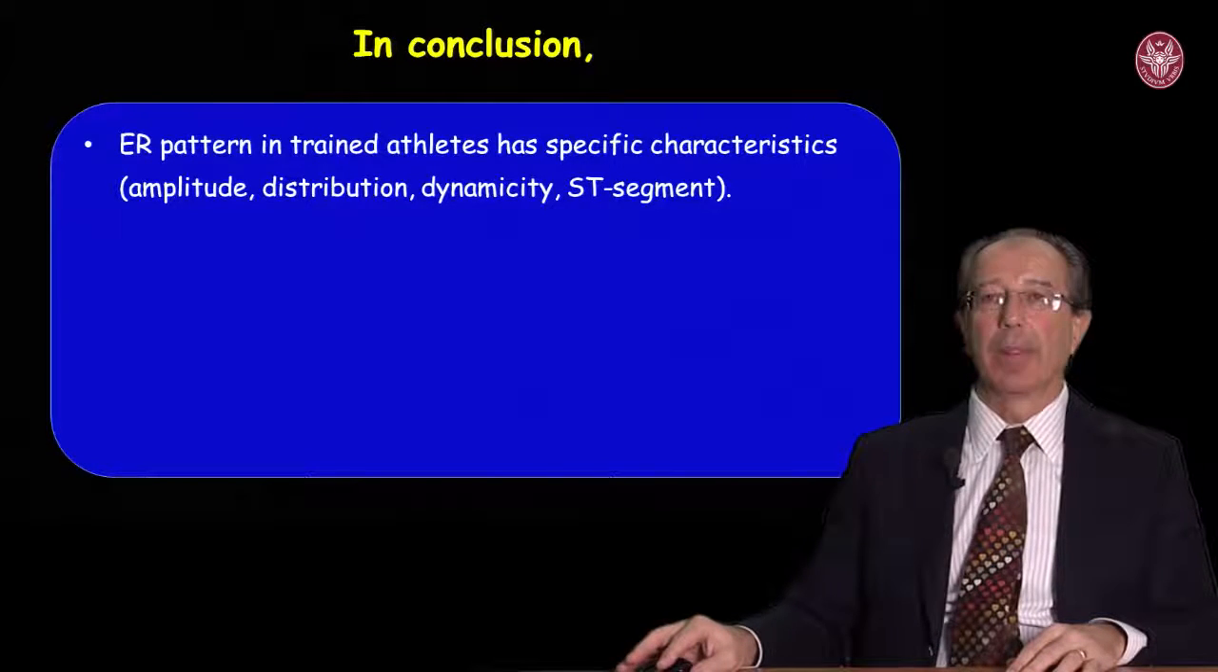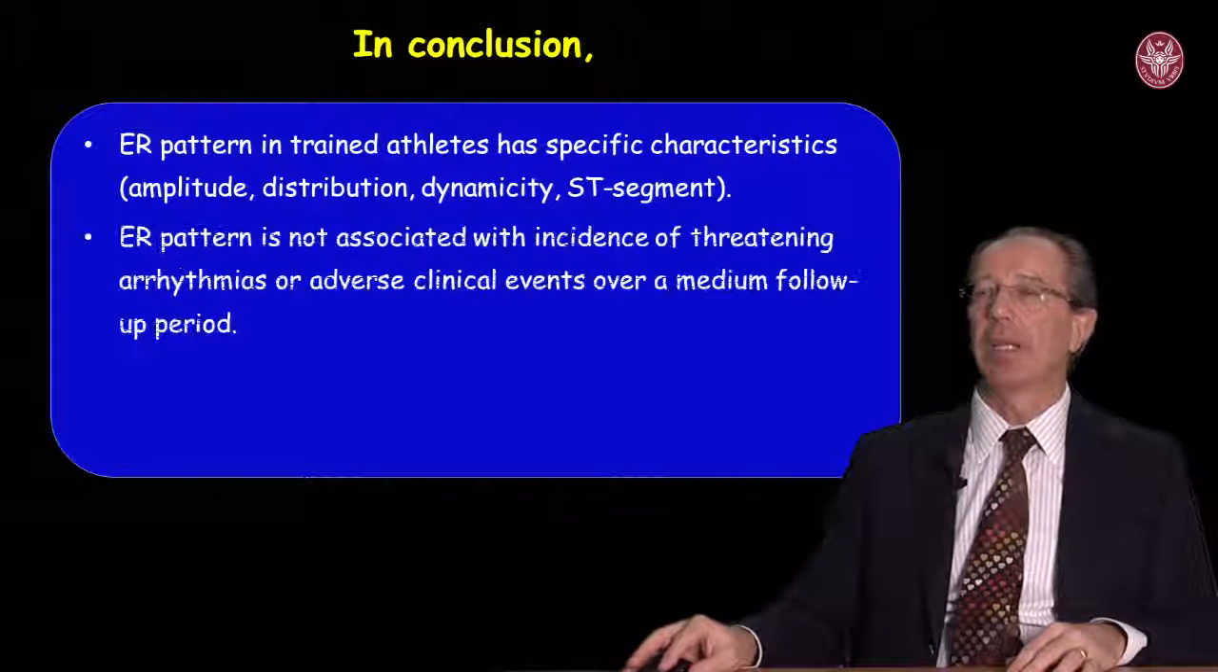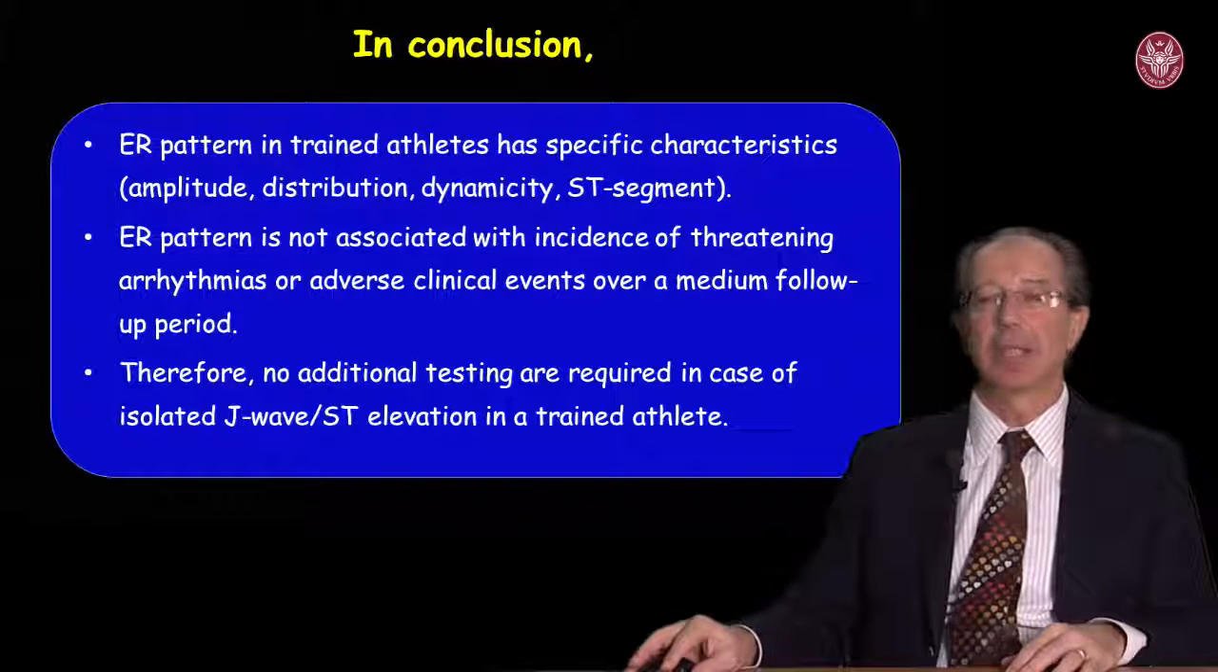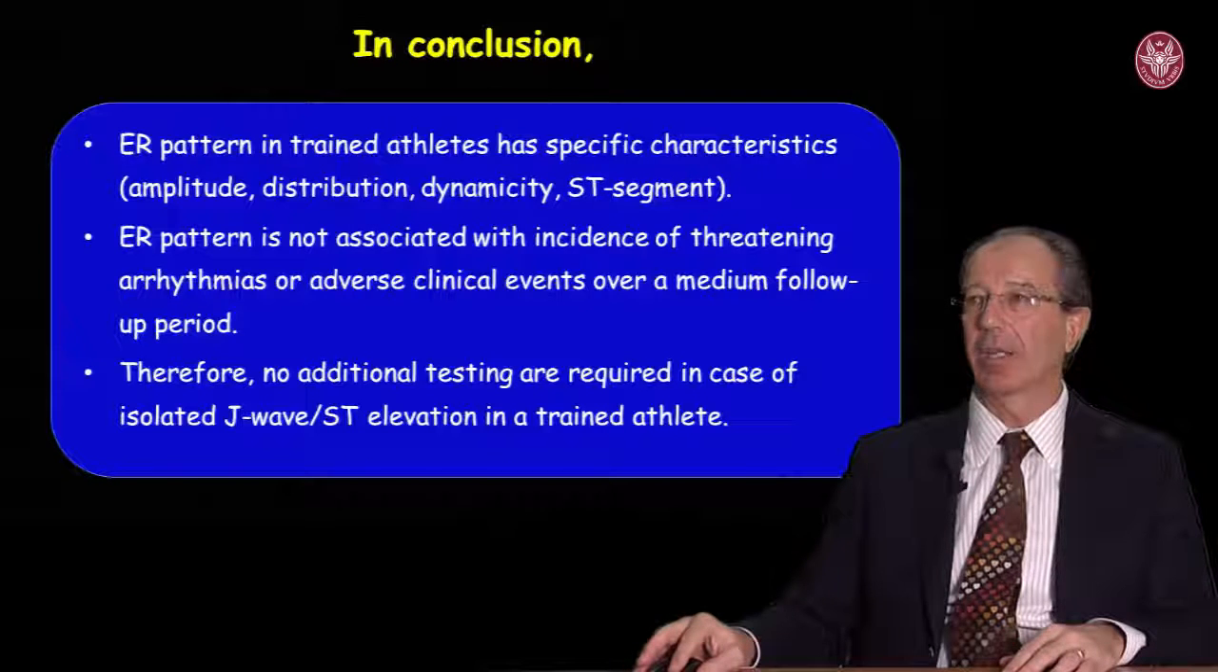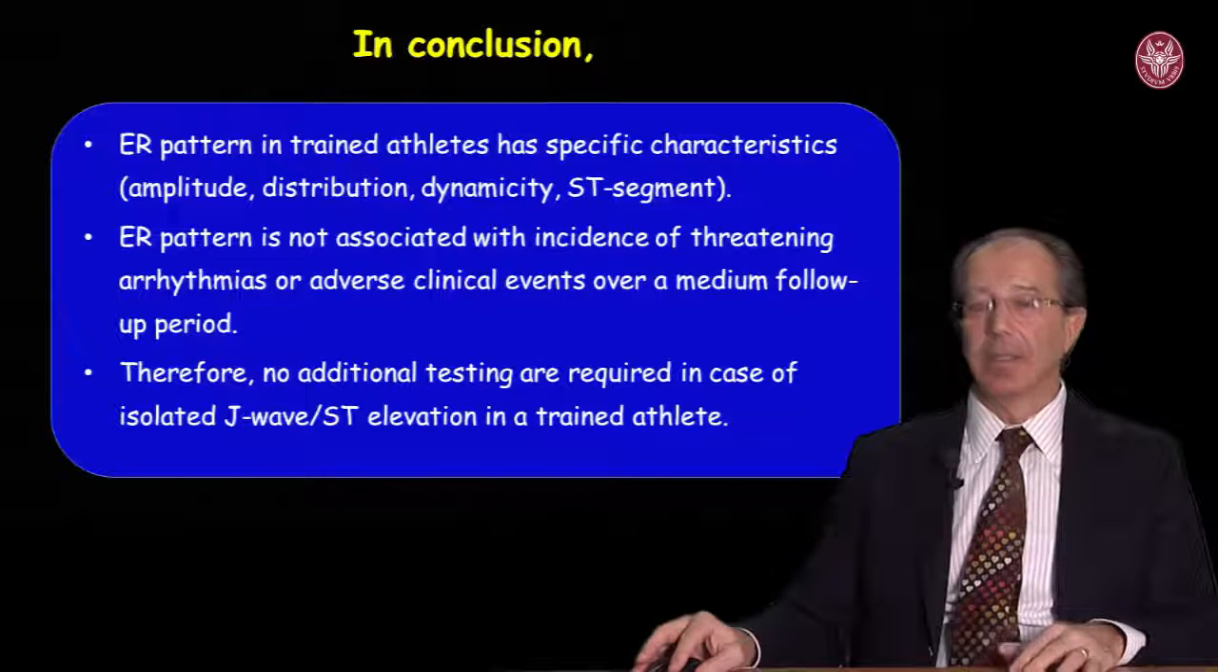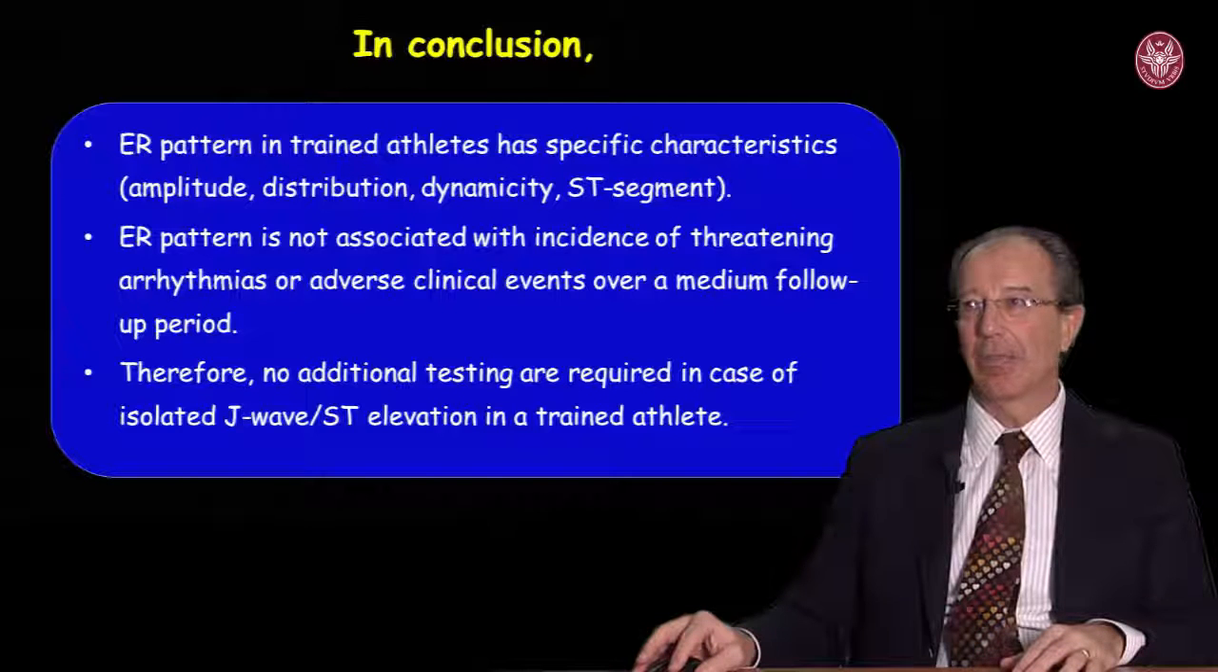In conclusion, the early repolarization pattern in athletes and adults has specific characteristics in terms of amplitude, distribution, dynamicity, and association with ST segment elevation. It is not associated with the incidence of any symptoms or arrhythmias or adverse clinical events over a medium-term follow-up period. And therefore, the J-wave in athletes has a benign clinical significance, and no additional testing is required in case this is found in the electrocardiogram of trained athletes.